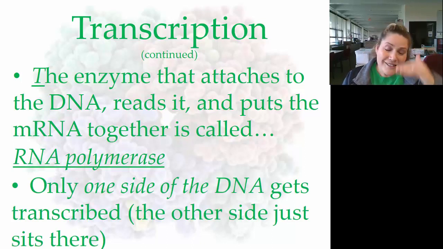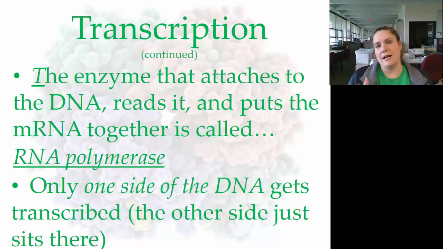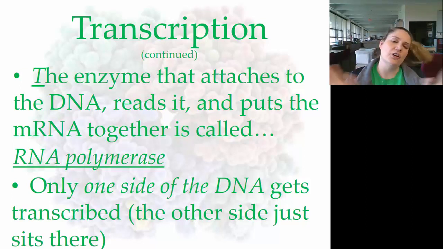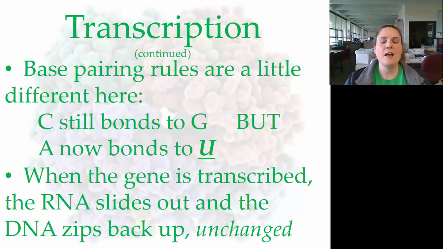Okay, so only one side of the DNA is going to get transcribed here. There's going to be a coding side and a non-coding side. You don't need to know how to figure out which side is which, okay? Just trust me, only one side is going to get transcribed. The base pairing rules are a little bit different here. Cytosine is still going to bond to guanine, but now adenine is going to bond to uracil. Remember, we said that in RNA, there's uracil, not thymine. So adenine is going to bond to uracil.